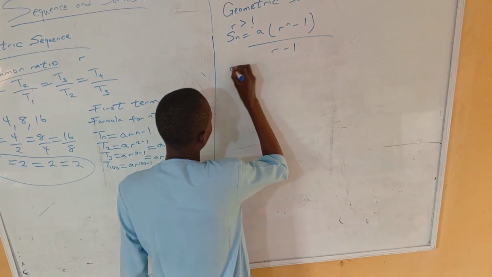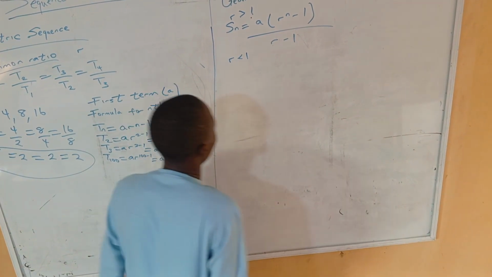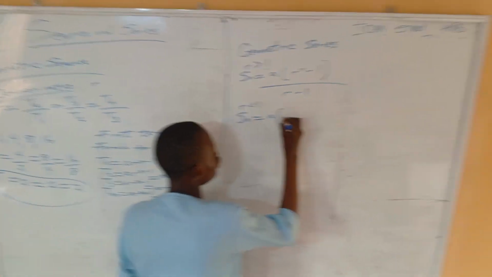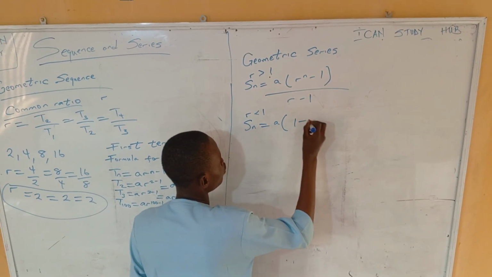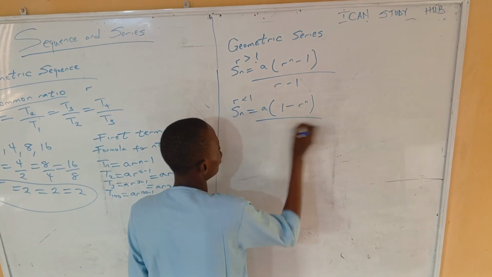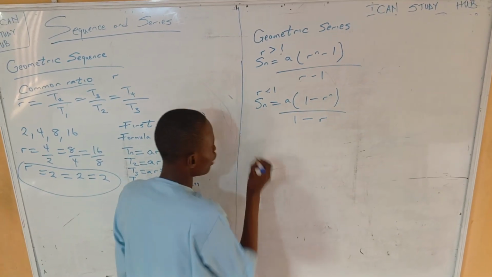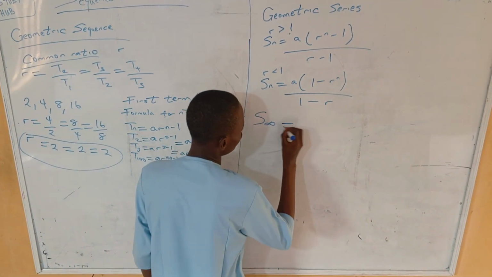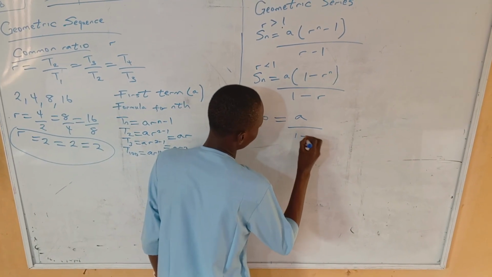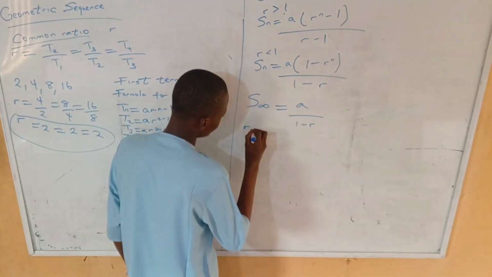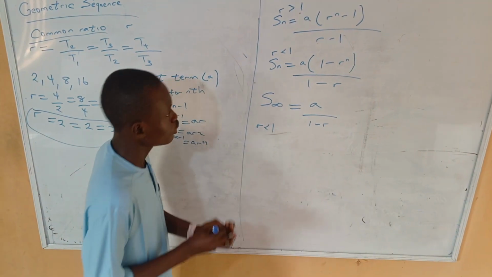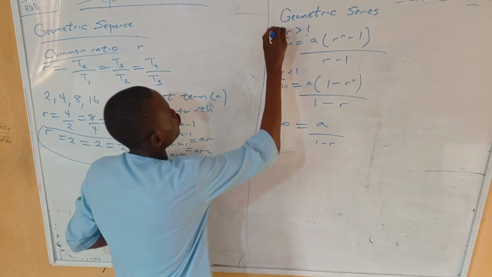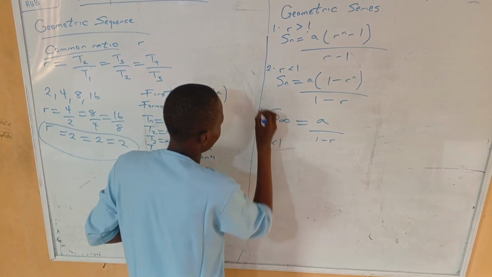Then we have when R is less than 1. When our R is less than 1, Sn is equal to A open bracket 1 minus R raised to power n, close the bracket, over 1 minus R. And then we have the sum to infinity. The sum to infinity is just A over 1 minus R, given that R is less than 1. So these are the three formulas under geometric series.